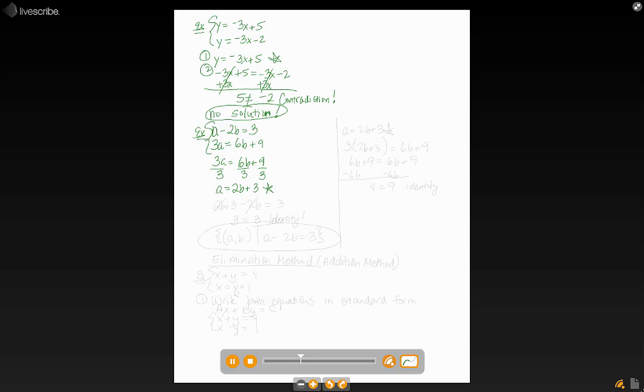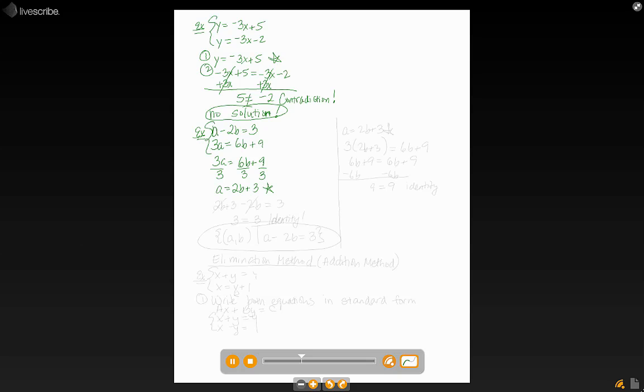That's my star. And you can see it's related to the first equation somehow. It's the exact same thing, because when you set A equal to everything else, the 2B becomes positive on the other side. It has the same slope and the same y-intercept.